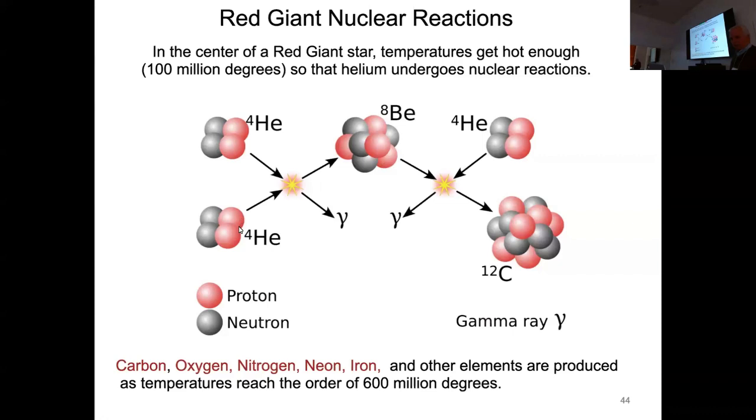Two heliums combine, and they form beryllium, but beryllium is a very unstable, weakly bound thing. And a third helium comes in and combines with the beryllium and forms carbon. And that's how we form carbon and oxygen and other things. So it's that helium burning phase of the red giant that forms it.